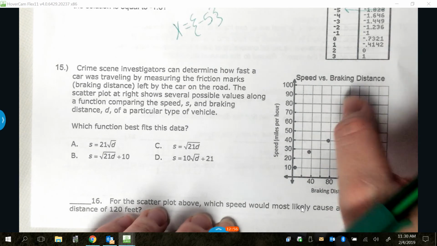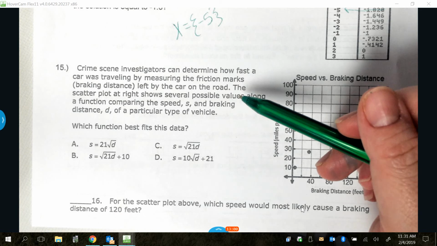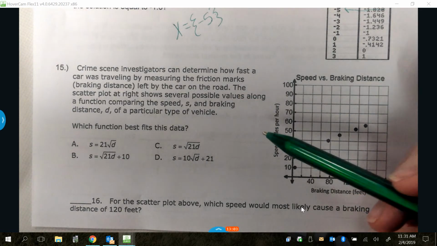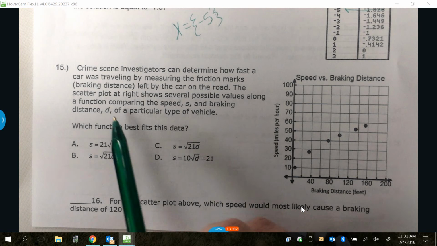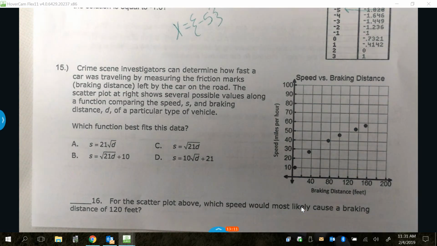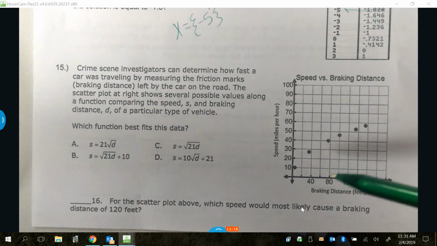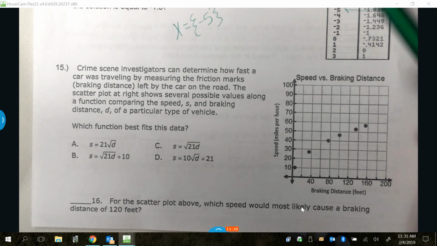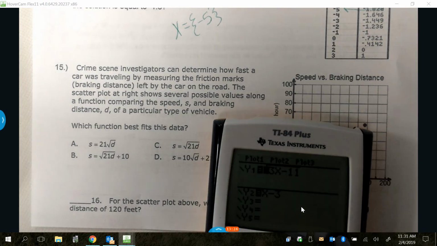Crime scene investigators can determine how fast a car was traveling by measuring the friction marks, the braking distance left by the car on the road. The scatter plot at the right shows several possible values along a function comparing the speed and braking distance of a particular type of vehicle. What function best fits this data? We actually don't have a test question like this, but you could type these in your calculator and look at the table, not the graph. So 21 square root x, second graph.